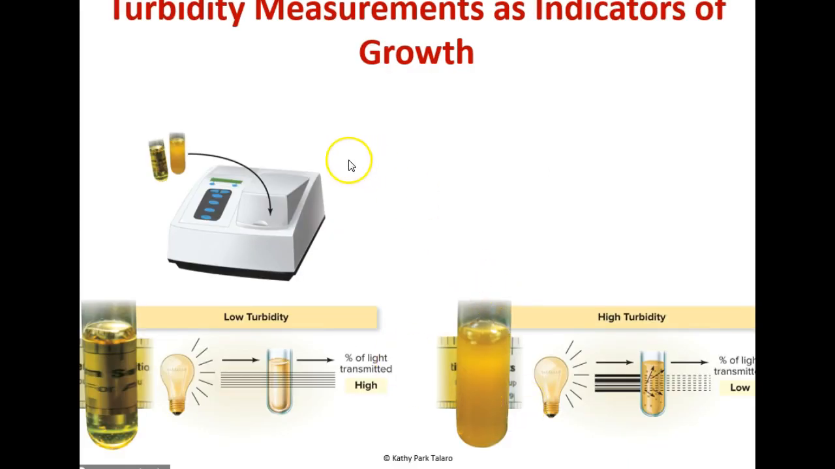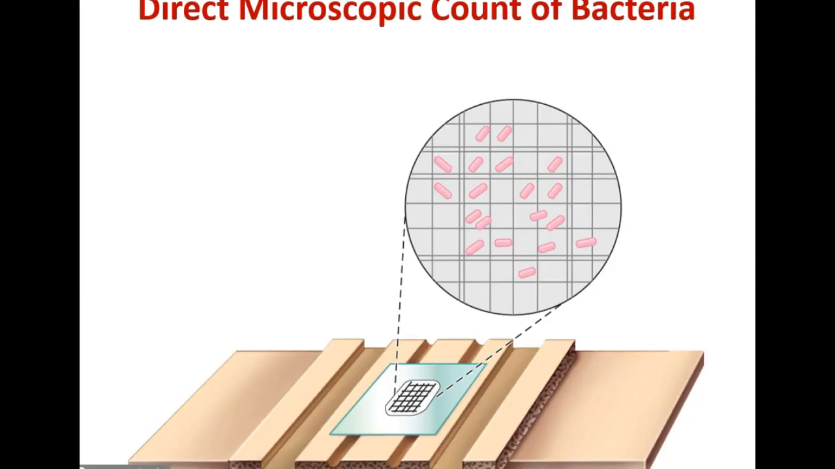Here is a picture of turbidity measurements as indicators of growth. Here we have low turbidity, but look how cloudy this one is. High turbidity, lots of growth. Here's a direct microscopic count of bacteria, and you are going to count some colonies to tell me, and I'm going to put it up on the board, how many colonies each of you grew. And that's going to become our data for our results.